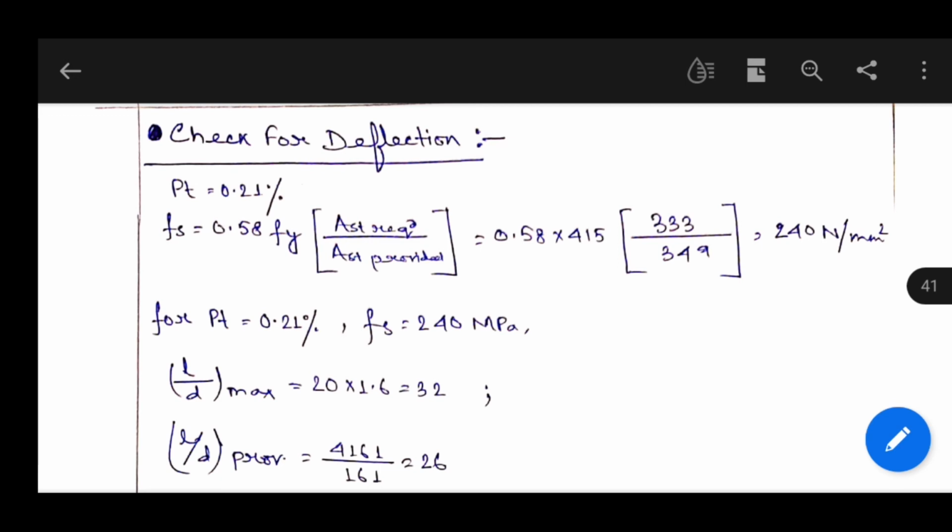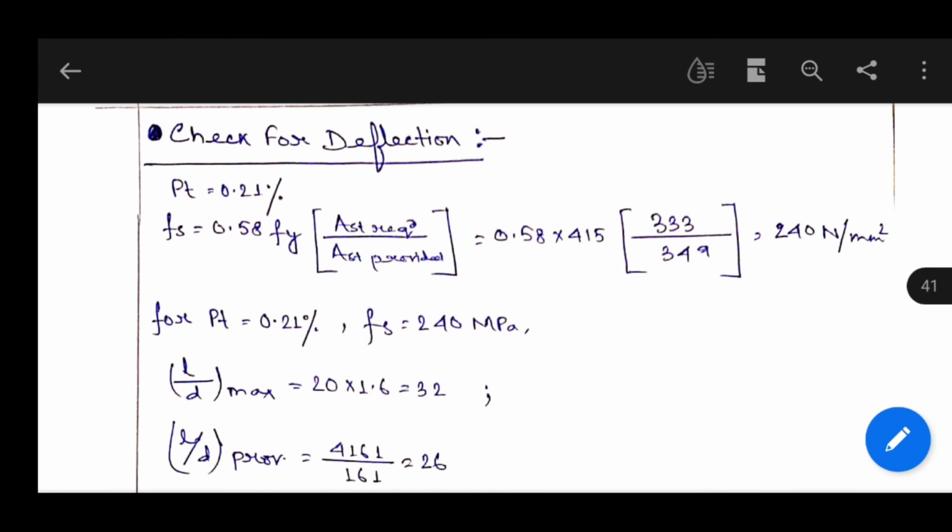That modification factor will be multiplied with the length to depth ratio, right? So the percentage of steel is 0.21, we know. Now Fs, this formula is given just below figure 4 of IS 456-2000: 0.58 into Fy, AST required by AST provided. That equals 0.58 into Fy, which is 415, within bracket AST required is 333 by provided is 349, that is equal to 240 Newton per mm square.